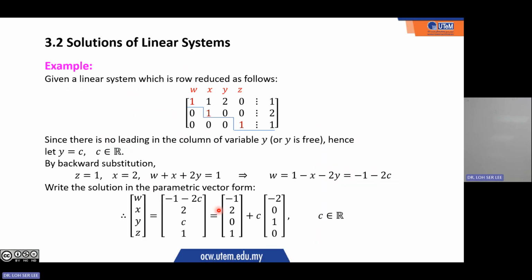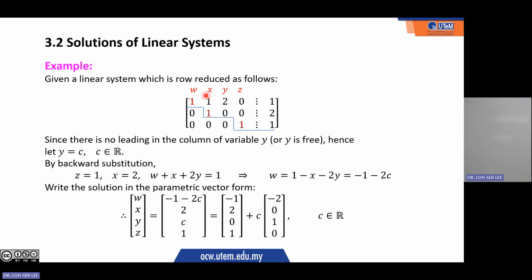Okay, now we look at one example of how to get the solution for the case of infinitely many solutions. Given a linear system, this is already in row reduced form, so we don't have to row reduce anymore. When you sketch the staircase, this is the pivot. There's a non-zero, so it goes down and then cross. Here is 0, so it crosses one more. Non-zero, goes down and turns right. So this is the staircase.